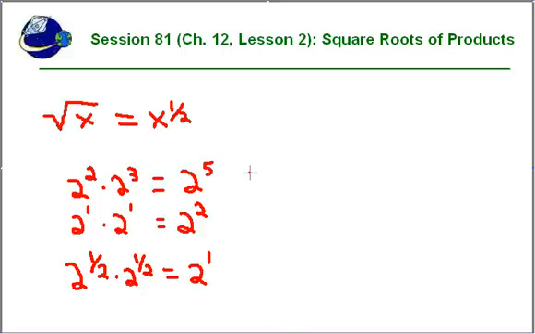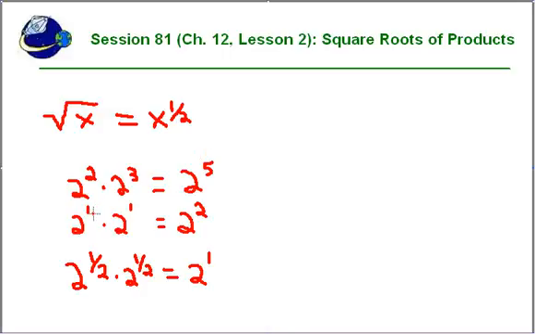Here in session 81, we're going to be taking a look at square roots of products. What we're going to show here is that a common method for representing square roots is not only the radical sign that we took a look at before, but it's also to use a fractional exponent. For example here, the square root of x is equal to x to the 1/2 power.